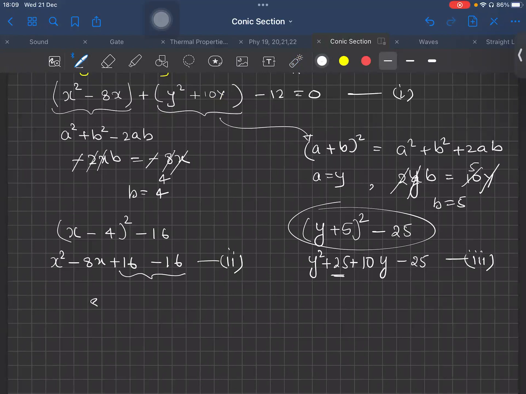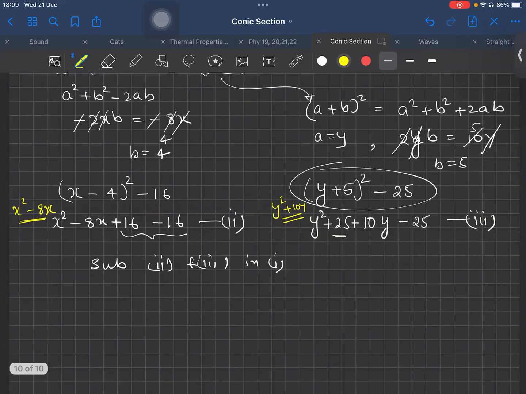Okay, substitute 2 and 3 in 1. If you substitute, what you'll get? This is x square minus 8x, right? This is y square plus 10y. Understood how you can make it a perfect square? So you'll just substitute it.